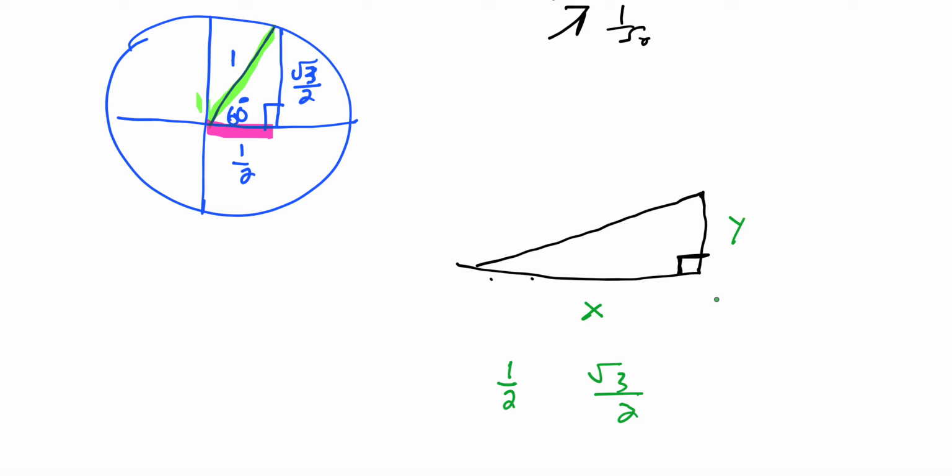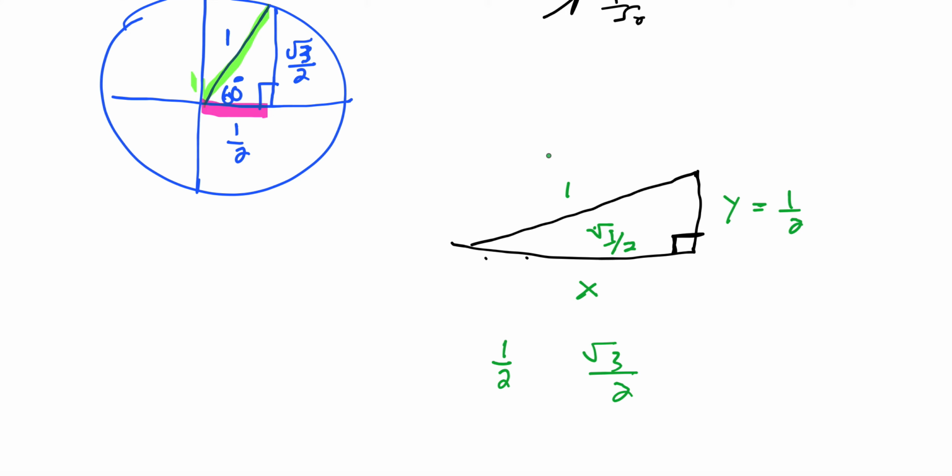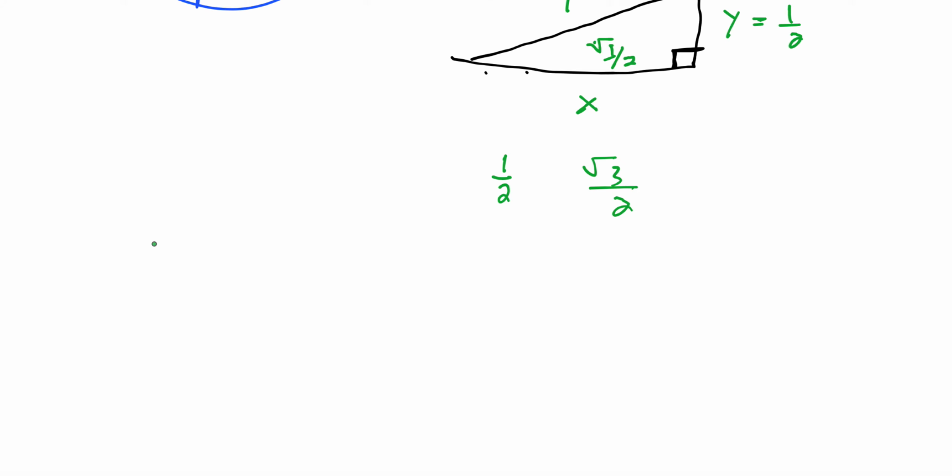Because root 3 over 2 I think is like 0.8. It's almost like 1. So this is 1/2. And what's this over here? Root 3 over 2. The top is 1. Yeah. All right, so let's look at our unit circle again.